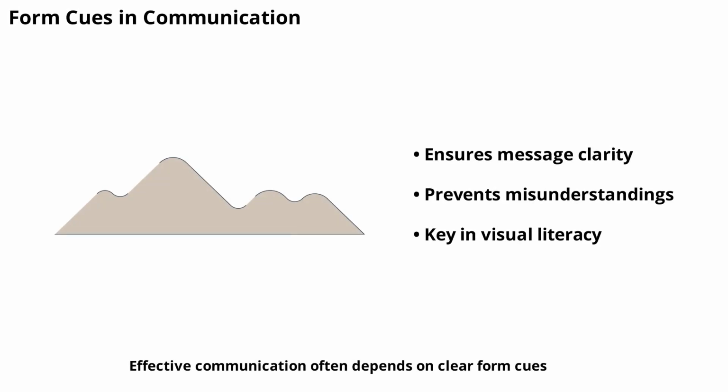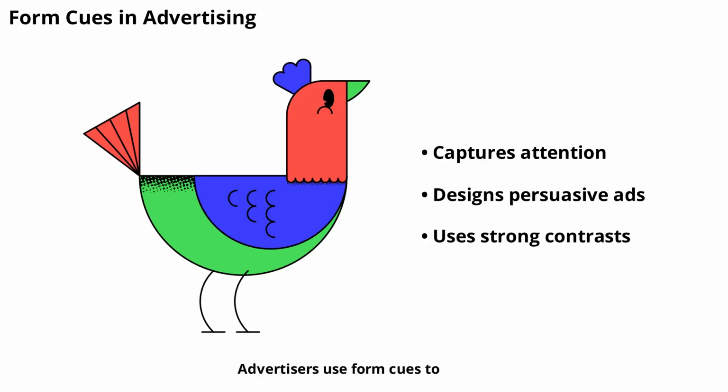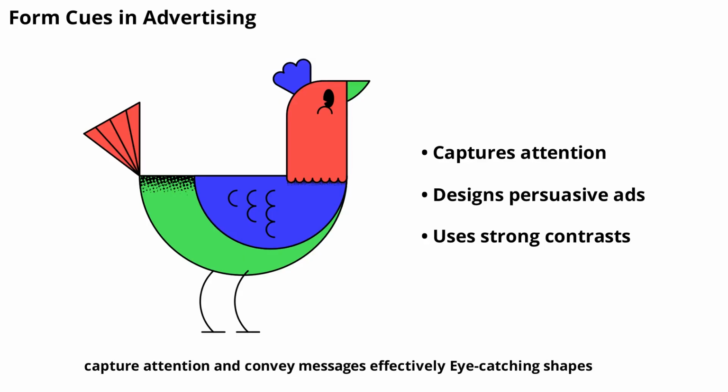Effective communication often depends on clear form cues. In presentations, advertisements, and signage, designers use bold lines, distinct shapes, and contrasting colors to ensure messages are understood quickly. Misleading or confusing form cues can result in misunderstandings, so clarity is key. This is why visual literacy is an important skill in today's world. Advertisers use form cues to capture attention and convey messages effectively.